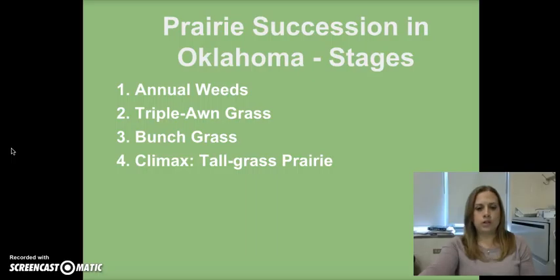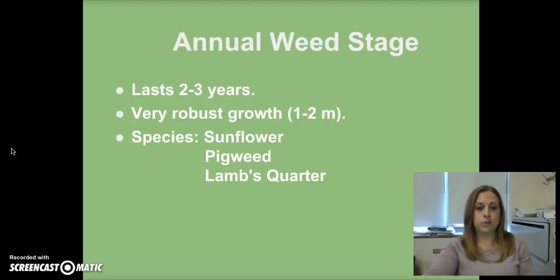We're going to take a look at one specific example, which is prairie succession. We're going to look at a prairie succession in Oklahoma at the different stages, but remember Illinois is a prairie state, and so this happened here as well when there was more prairie around the state. The four stages are going to be the annual weed stage, triple awn grass, bunch grass, and then the climax community, which is the tall grass prairie.